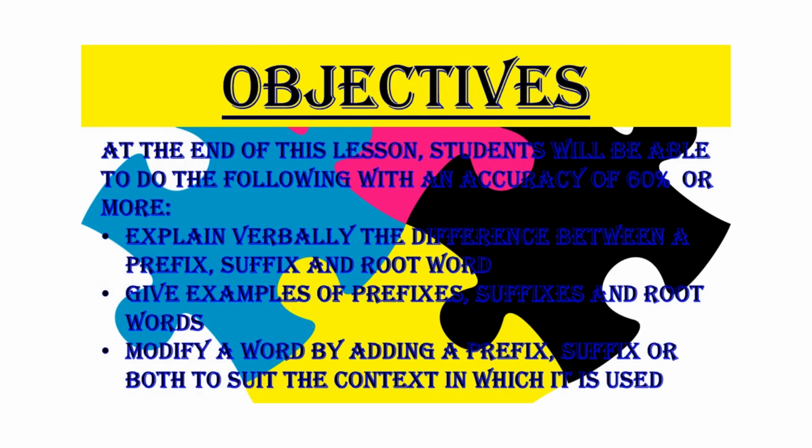Here are our objectives for today. At the end of this lesson, you will be able to do the following. Explain verbally the difference between a prefix, suffix, and root word. Give examples of prefixes, suffixes, and root words. And modify a word by adding a prefix, suffix, or both to suit the context in which it is used.